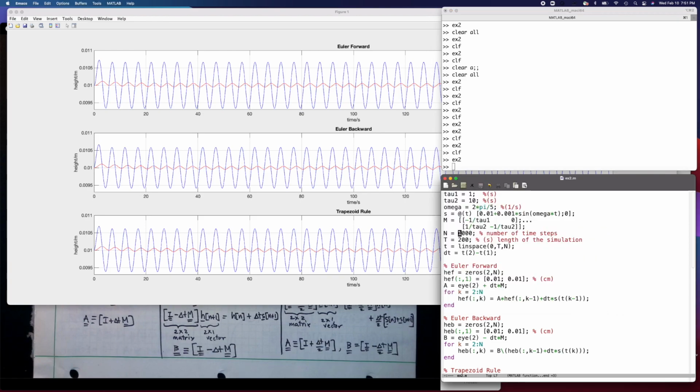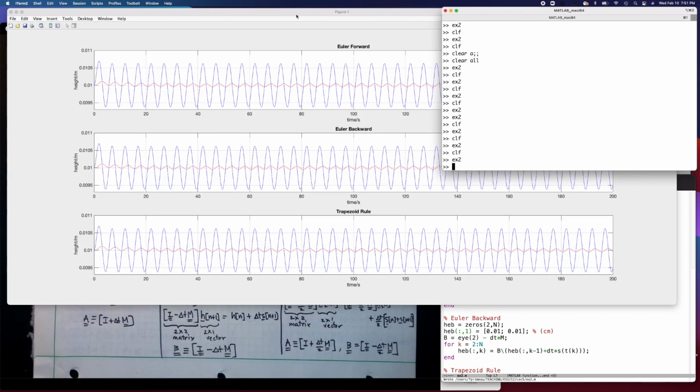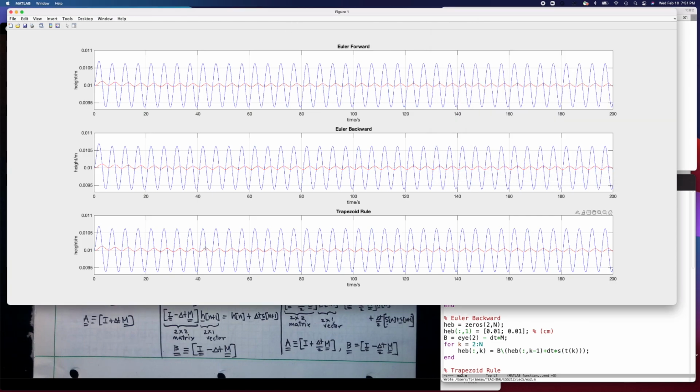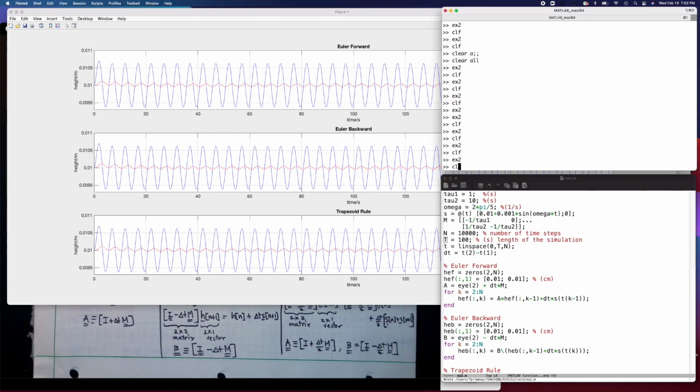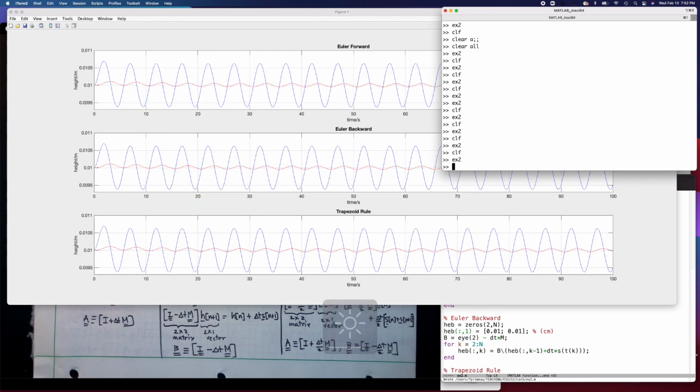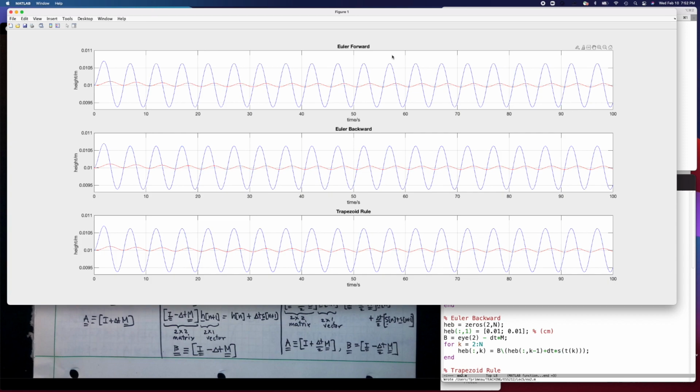Let's multiply by 10 again, 10,000 time steps. So my dt is going to be even smaller. Example 2. Now hopefully they've stopped changing. Yeah, so now it's very hard, at least by eye, to see the difference between the three solutions. There's a slight overshoot on the first one in all three cases, and then the amplitude is more or less the same. Let's run it for a shorter time, just 100 time steps. CLF, example 2. So they seem to converge.